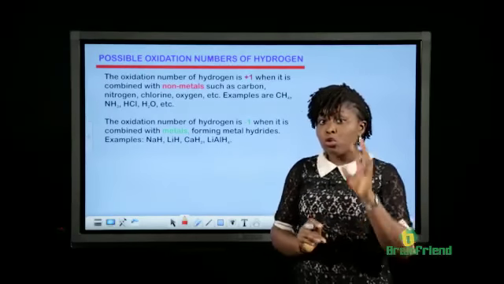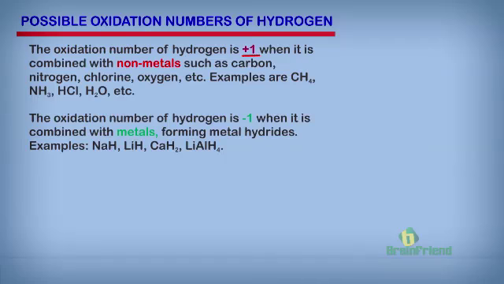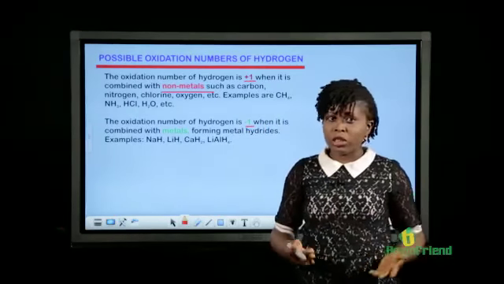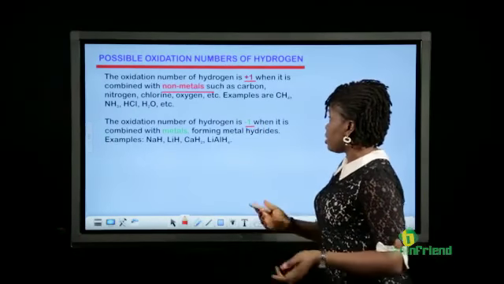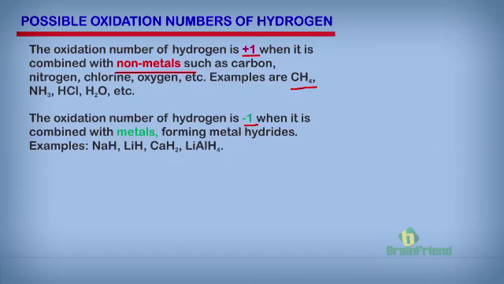Hydrogen has 2 oxidation numbers. They are +1 and -1. Now, the oxidation number of hydrogen is +1 when it is combined with non-metals such as carbon, nitrogen, chlorine, fluorine, etc. We have examples as when hydrogen is combined with carbon, nitrogen, chlorine, or water.